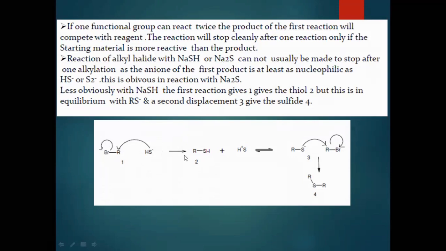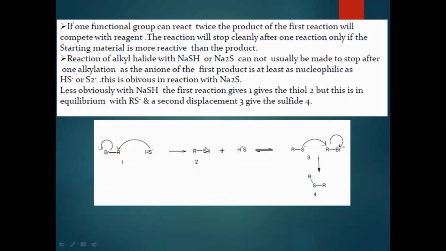But as soon as this RSH is formed, along with that there is HS minus. And what will happen to this RSH is, RSH once again acts as a nucleophilic center, because H plus you need to remove, and S minus. This RS minus will compete along with the existing HS minus. Then this RBr is still present, and the formed RS minus is more reactive than the available HS minus.